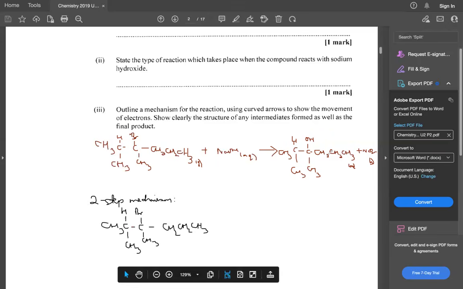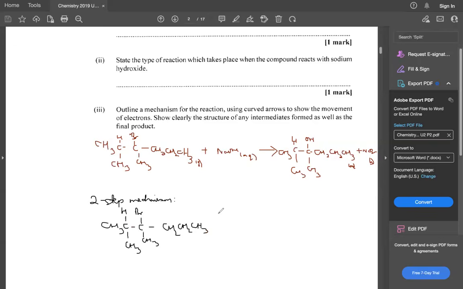Remember, the goal is to get to the point where we've substituted out the bromine for the OH. The first thing that's going to happen is that this is a polar bond. There's a partial positive charge on this carbon and a partial negative charge on the bromine, because bromine is far more electronegative than carbon. So the bromine is going to attract the electrons from this bond to itself. That's our first step, the movement of electrons from this bond to the bromine.